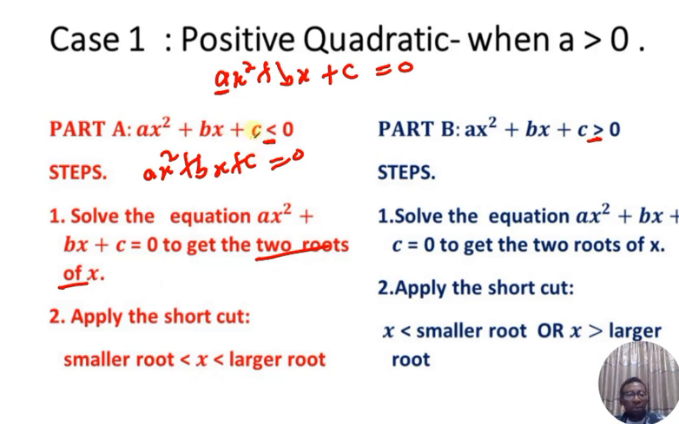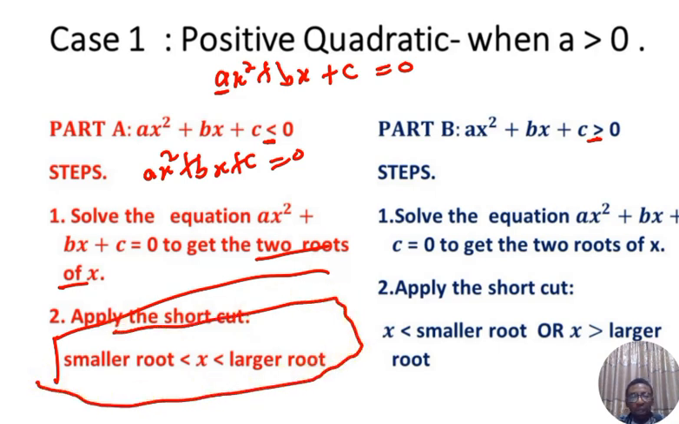So if the inequality is less than 0, the shortcut will be smaller root less than x less than larger root. Please take note of this. This is very important. I'm going to use this to solve the equation. Then look at the second part. If the inequality is greater than 0 and your a is greater than 0, after solving the quadratic equation and you get your two values of x, the answer will be x less than smaller root or x greater than larger root. Let's solve an example here so that you can understand what I'm trying to say.